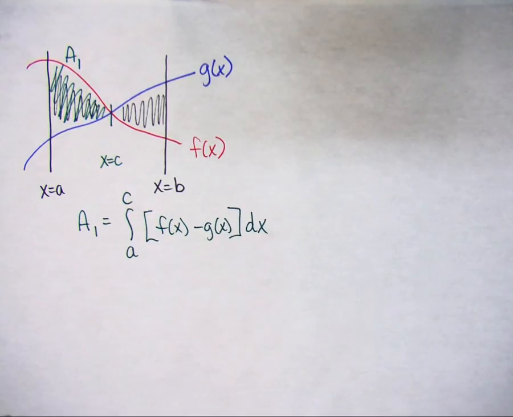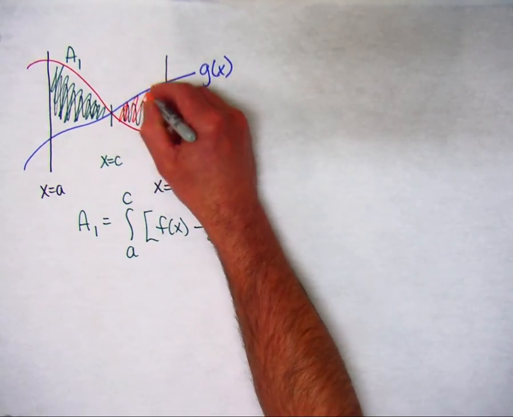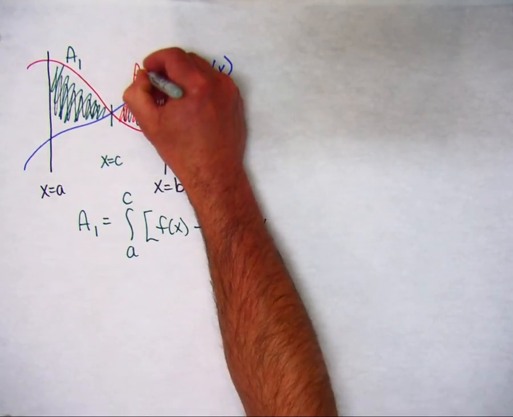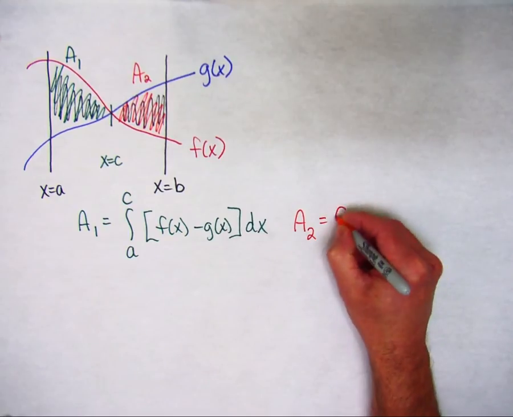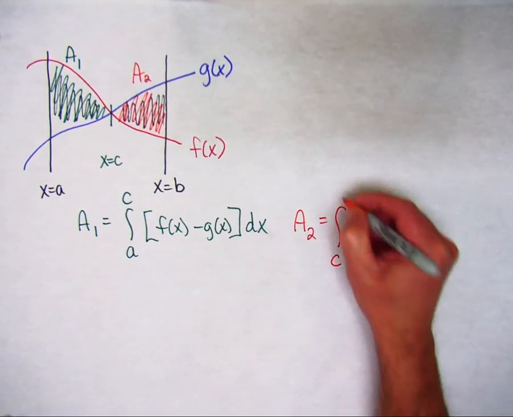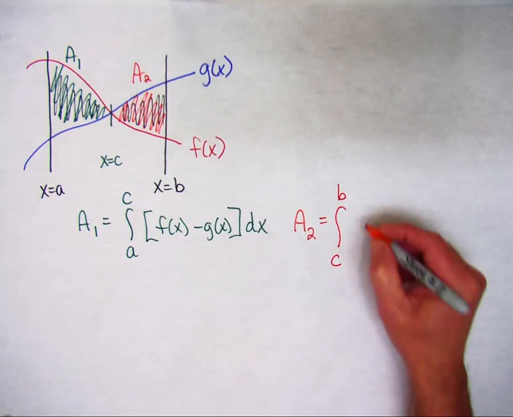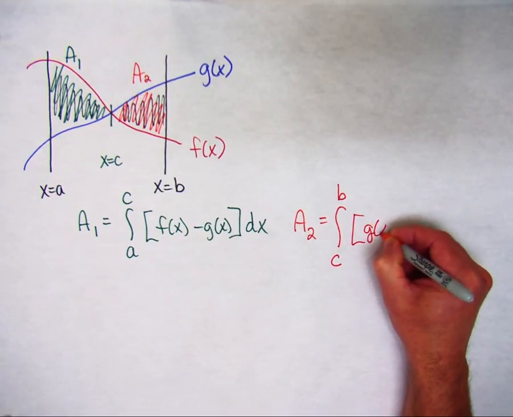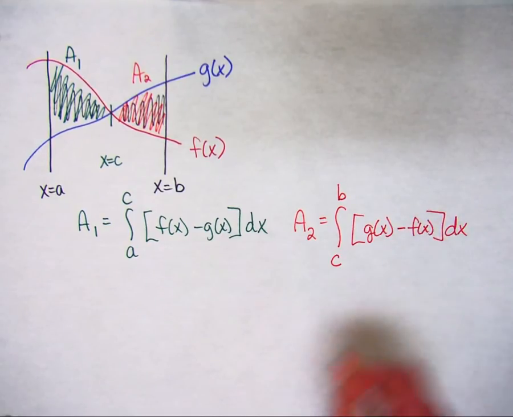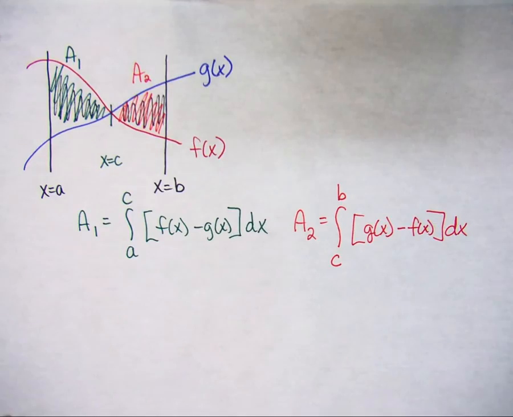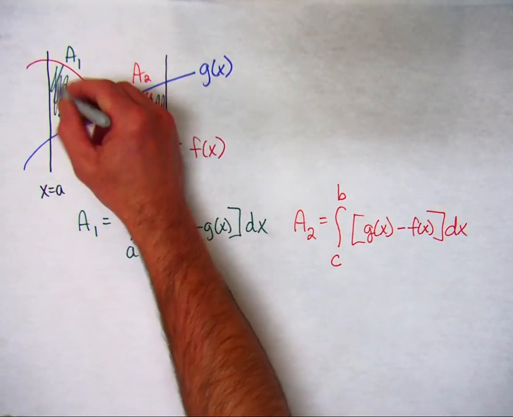But at the moment that the functions cross, we would now have to switch, and we would have to say that g of x is the upper function. So this region right here, which I'll call A2, A2 would be the definite integral from c to b. And now we would have to take g of x as our upper function and subtract f of x with respect to x.